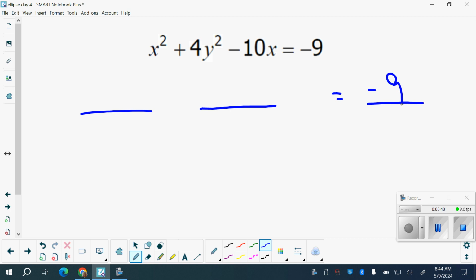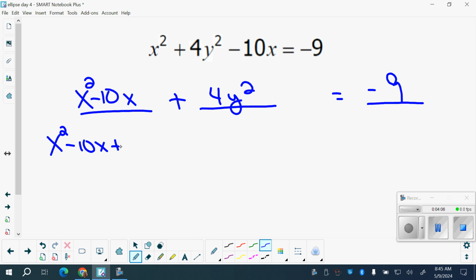I think I'm going to get something like this. X squared minus 10x and 4y squared. Everyone feeling pretty good about that? Yeah? Okay. Now I need to get it into that little parenthesis action, right? So here's what I'm going to do. I'm going to start here by doing this. X squared minus 10x plus box.